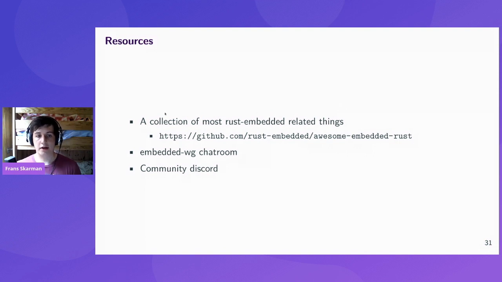Finally, and this is my last slide, this is just a few resources. Almost all of the relevant resources for embedded Rust can be found on the rust-embedded/awesome-embedded-rust repo. That has a list of HALs, a list of drivers, a list of PACs, a list of chat rooms, tutorials, and probably a bunch of other things that I'm forgetting. There's also the embedded working group chat room, where you can come and ask questions if you run into any issues. And finally, there's the community Discord, where you can also ask questions in the embedded channel. I think both of these are linked from the Awesome Embedded Rust repo.